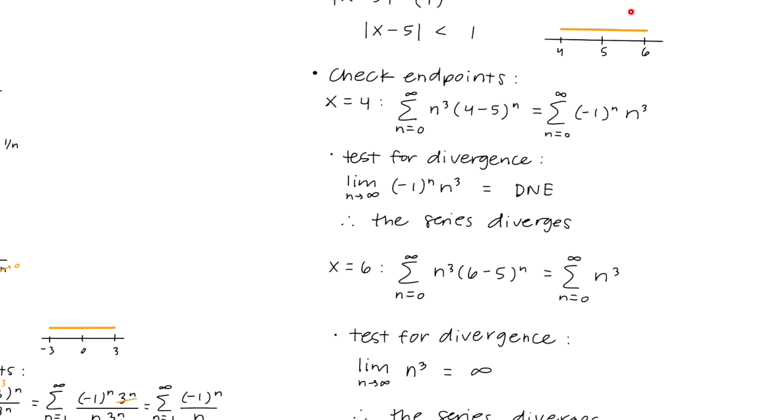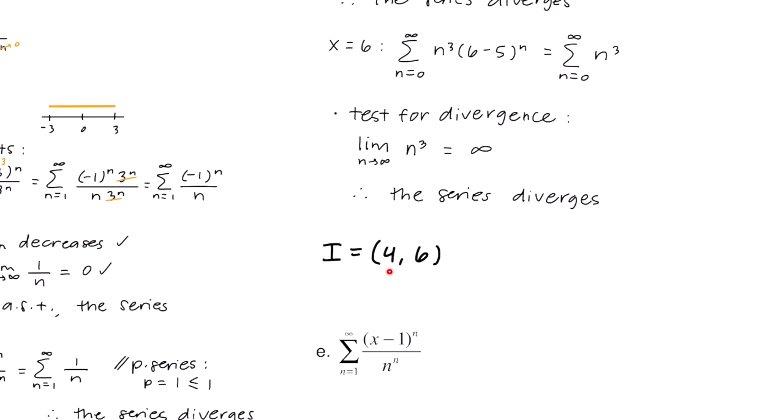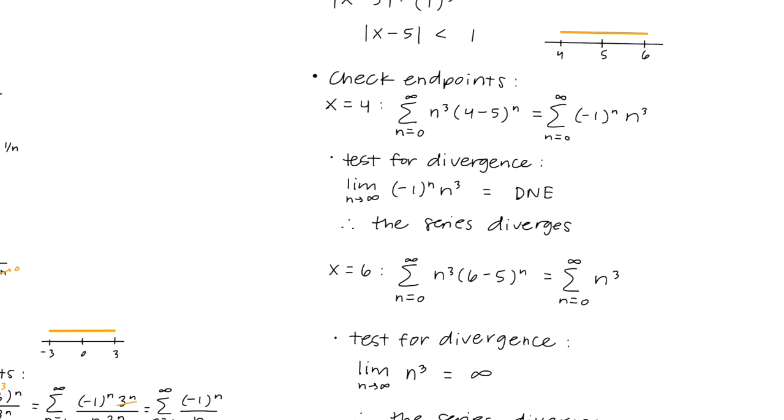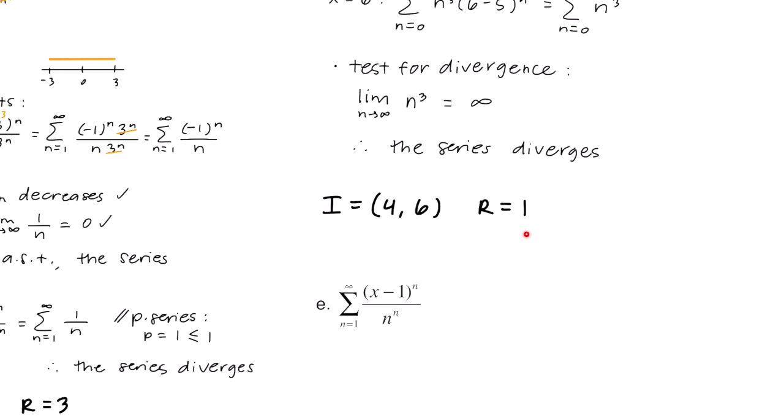So our interval of convergence is going to be from 4 to 6, not inclusive. Okay, so I wrote that out, and then also our radius of convergence is the distance from the center to one of the endpoints, so that's going to be r equals 1. Okay, so there's our final answer.